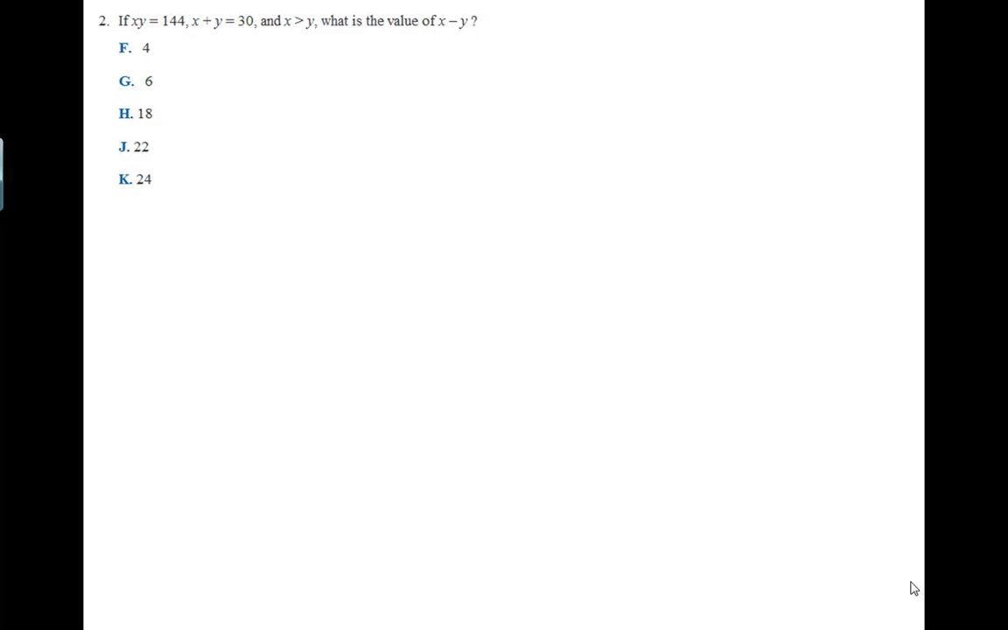Here's one that I could solve algebraically, but suppose I got stuck. Again, let's create a quick table. Suppose x and y are 12. Why did I choose 12? Because it said if I multiply them together, I get 144. That's the first thing that came to mind. And x plus y are 24. Oh, but wait a second. It says x plus y is supposed to equal 30.